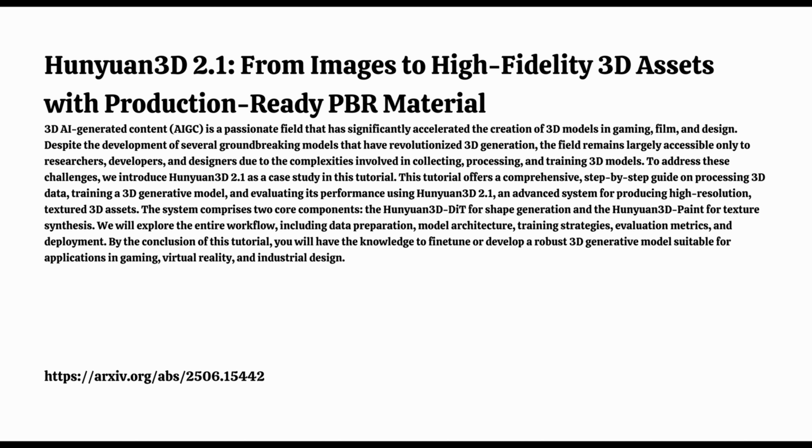That's right. 3D content creation has always been notoriously complex. Usually you need serious expertise, things like data processing, model training. It often keeps it locked away, mainly for researchers and developers. Hunyuan 3D 2.1 serves as a really good case study for tackling these issues. The whole system is designed to generate a full 3D mesh, complete with textures, straight from just one image. It simplifies a traditionally very difficult process.